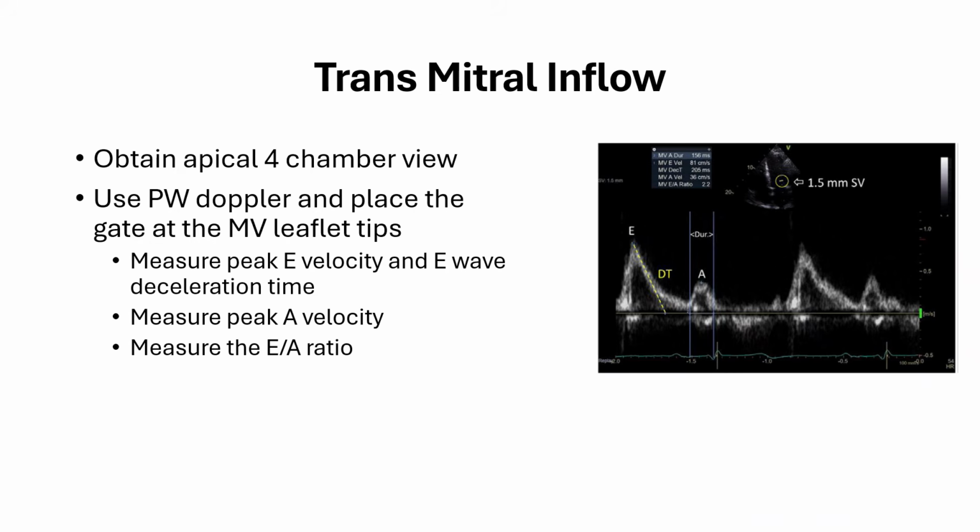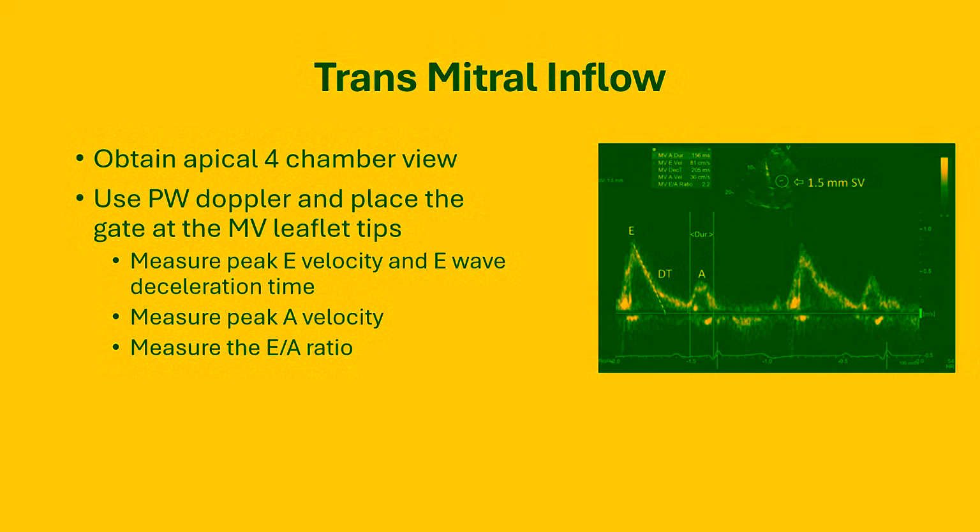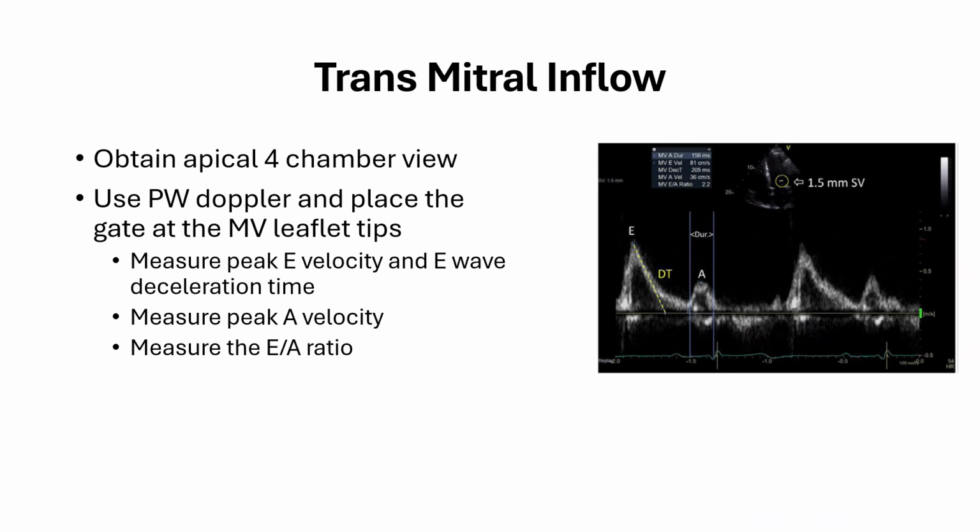You have E wave and A wave. A wave typically follows the P wave on EKG, and E wave typically follows the T wave on the 12-lead EKG or EKG tracing. You also have a deceleration time. In addition to measuring peak velocities of the E and A wave, you need to measure the ratio of the E and A wave and the E wave deceleration time. In this particular image, deceleration time is labeled as DT. Please pause this video if you need more time to review this important slide.